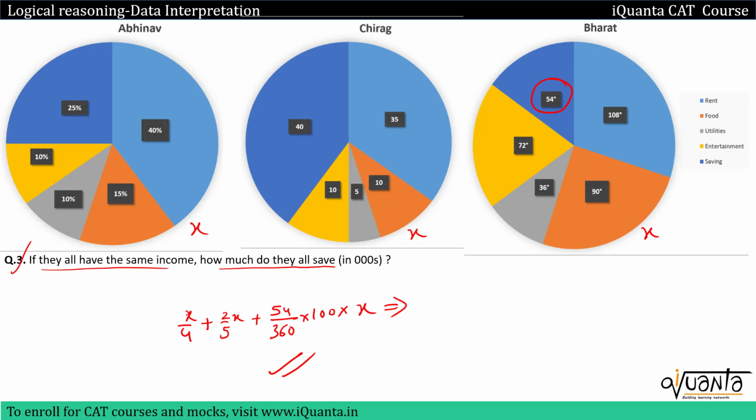Whatever we'll get, it will be in terms of X. So for different values of X, we will have different answers. Hence, X is not proper over here. Hence, we can say that in this case also the answer will be cannot be determined, because we do not have a fixed value of X. So this was very easy.